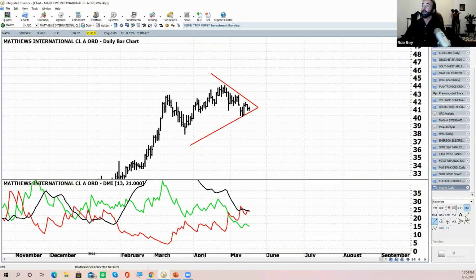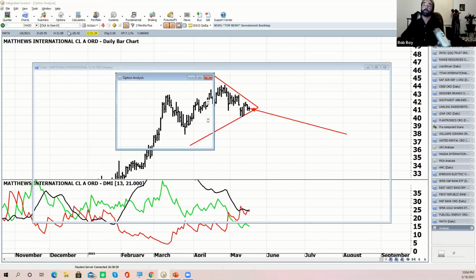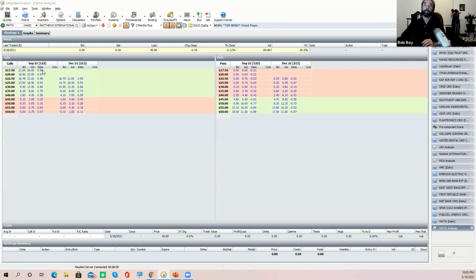One real interesting thing about this one is that's a nice looking doji right there. And when you have a nice doji right at the point of a triangle, that could be getting ready to break out. I'm not really familiar with this one, so I don't know about the options. Let's just take a quick look here at what the options look like.